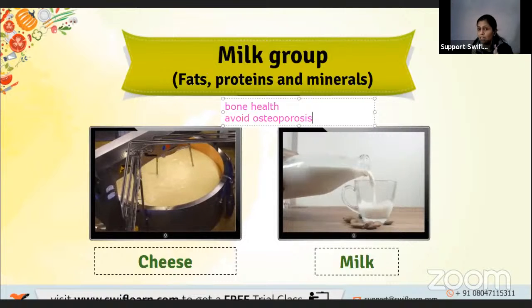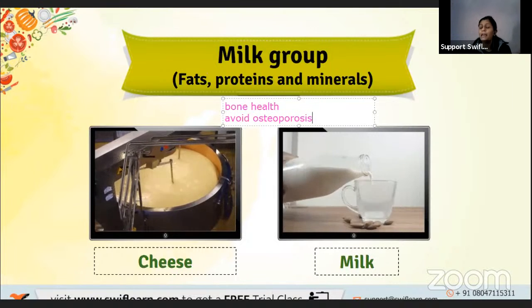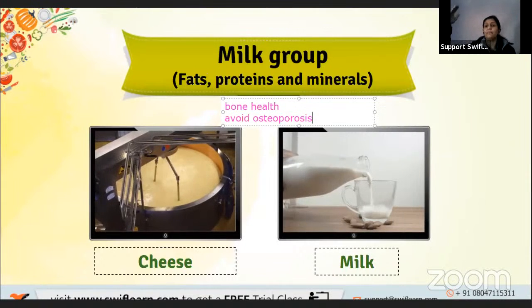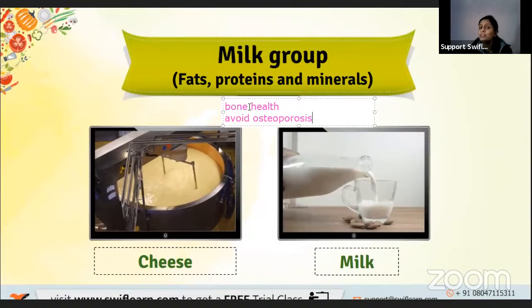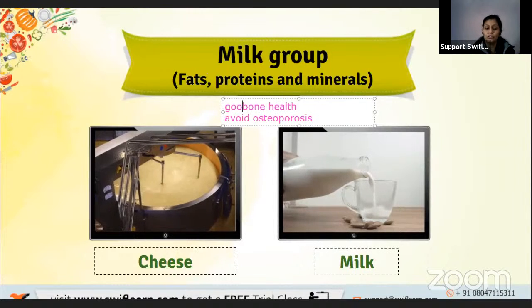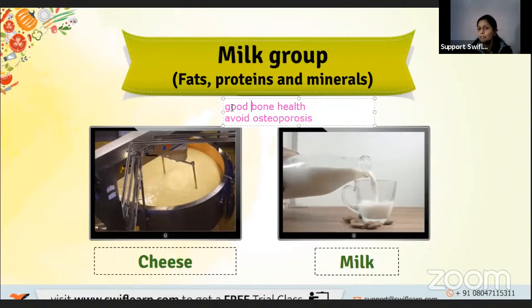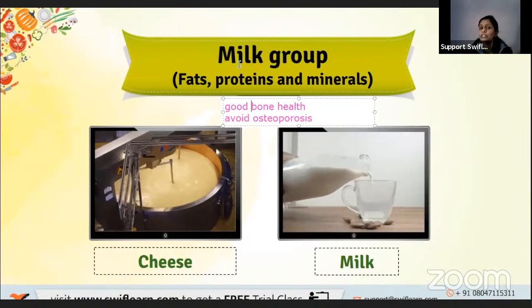पेरेंट्स इस चीज का ध्यान रखते हैं कि बच्चों की प्रोटीन इंटेक बहुत अच्छी होनी चाहिए. Why? Because at that particular age, protein intake अगर अच्छा होता है, it will help them in the later stages of life. So to avoid osteoporosis and to have good bone health, what is beneficial? We should take milk products, that is cheese and milk.